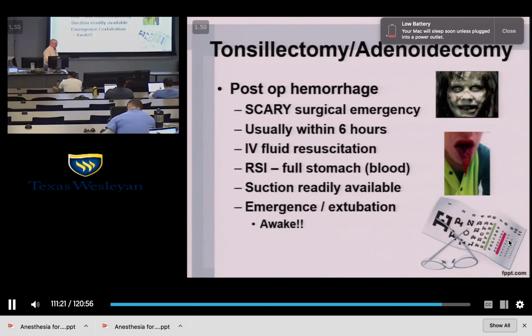We treat these folks as a full stomach because their guts can be full of blood potentially. All right? When you see them, they're probably going to be leaning forward with blood just drooling out of their mouth because they can't swallow very well. This is why, again, we teach you to have your suction up and on, readily available. So once you see the vocal cords or what you think are the vocal cords, you can just grab your suction and put it in there without losing your view.